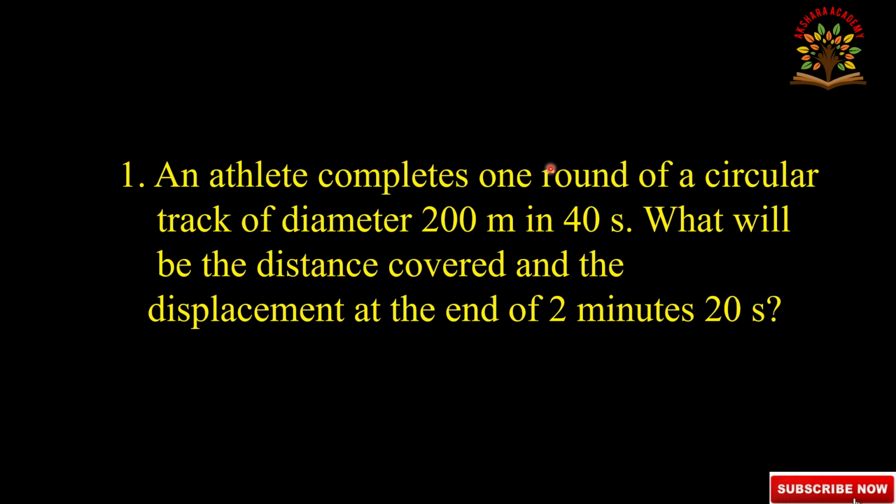An athlete completes one round of a circular track. Given diameter is 200 meters. Time 40 seconds. Distance covered and displacement at the end of 2 minutes 20 seconds, total 140 seconds. For 140 seconds we have to calculate distance and displacement. Let us go to the solution of this question.